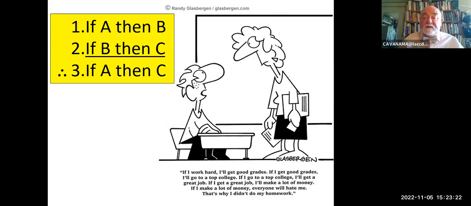If I work hard, I'll get good grades. If I get good grades, I'll go to a top college. If I go to a top college, I'll get a great job. If I get a great job, I'll make a lot of money. If I make a lot of money, everybody will hate me. That's why I didn't do my homework.